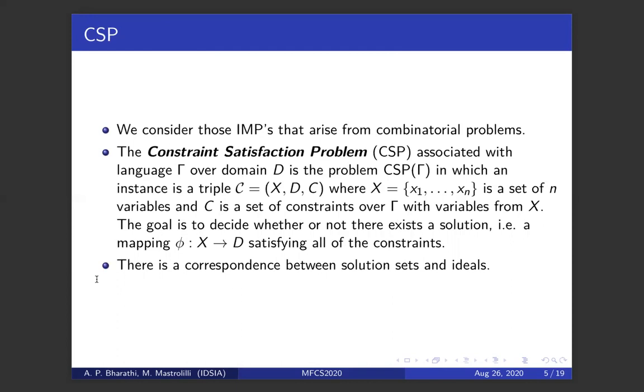We concern ourselves with a particular kind of IMP that arises from combinatorial problems. Suppose we have a bunch of constraints from a language gamma on variables x1 to xn, where the variables are only allowed to take values from a fixed domain D. The goal is to decide if there is a common solution that satisfies all the constraints. This is the decision version of the constraint satisfaction problem, or the CSP of gamma for short. We deal with IMPs that come from ideals associated with instances of CSP of gamma.